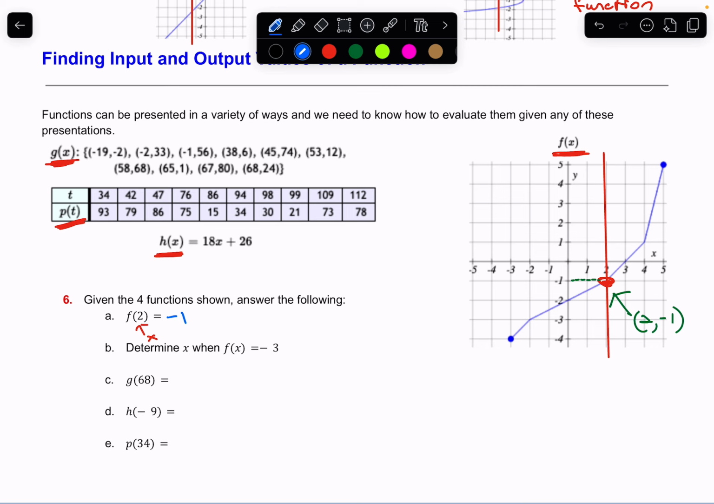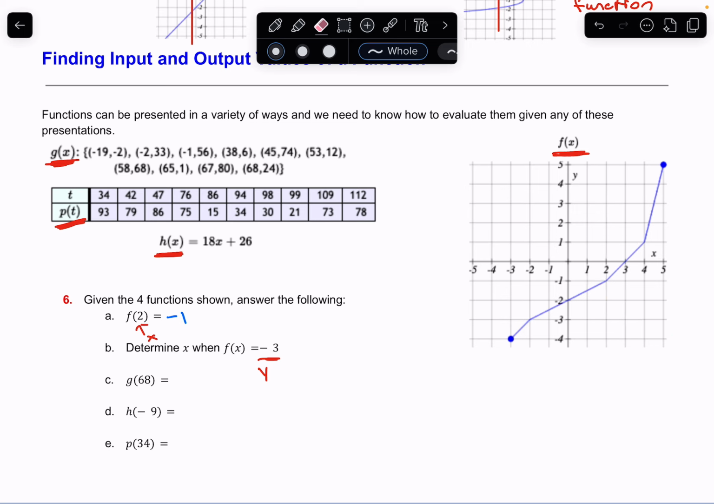For part B, it says determine x when f of x equals -3. This is the exact opposite. We're trying to find x when f of x equals -3. So this -3 here is a y value on the graph. So what we want to do is go to that same graph, but do the opposite thing we did. So I'm going to delete my vertical line that was there.